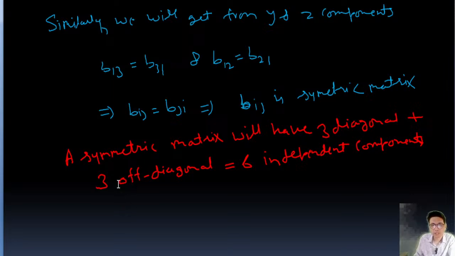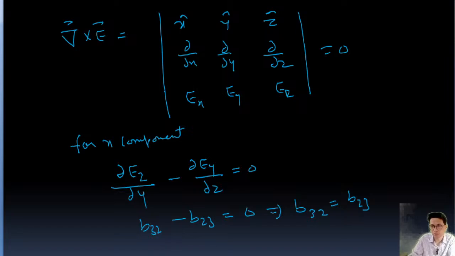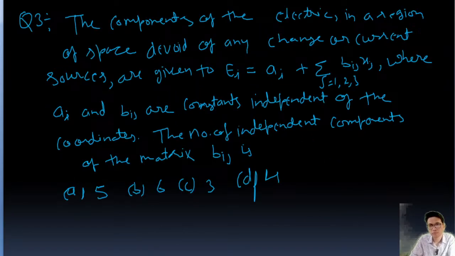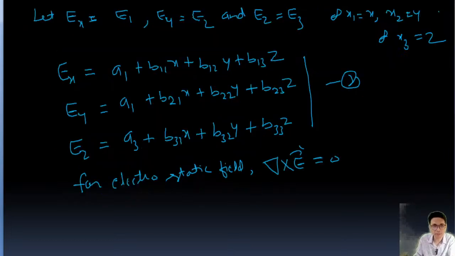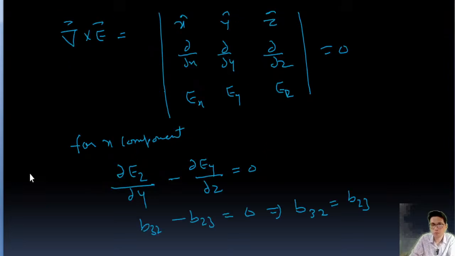Now we can see that the region is charge free, right? It is given in the question, this statement: electric field in the region of space devoid of any charge or current source. Current source means there is no charge. Devoid means without, completely without.